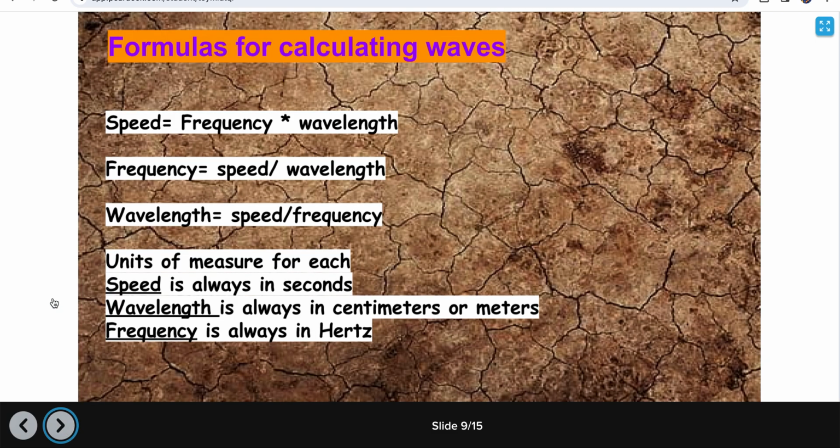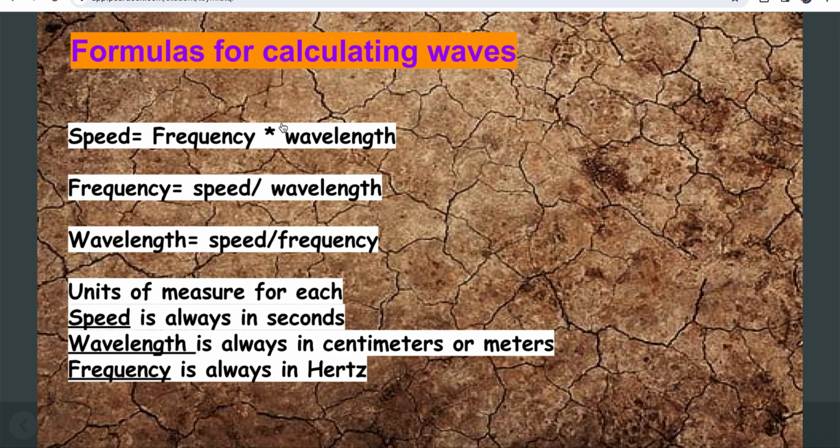Okay, and now here are the three formulas we're really going to focus on. To calculate speed, all you got to do is take the frequency, which is always going to be measured in hertz, and multiply that by the wavelength. And yes, this little star thing just means multiplication. If you are copying this down, you can just put these words in parentheses if that's easier for you to remember and understand. Either way is correct.